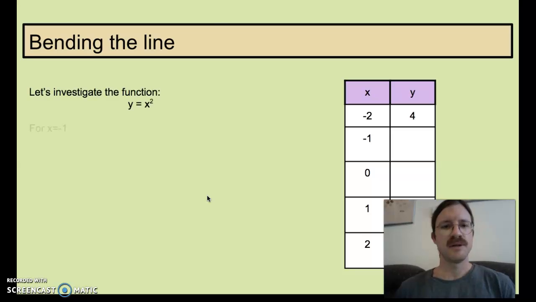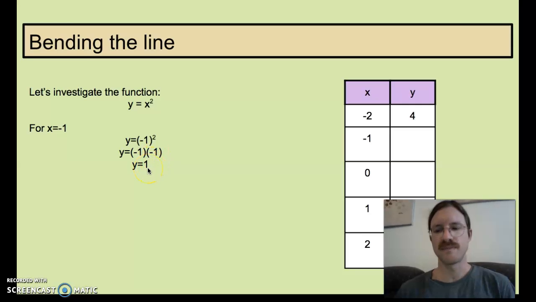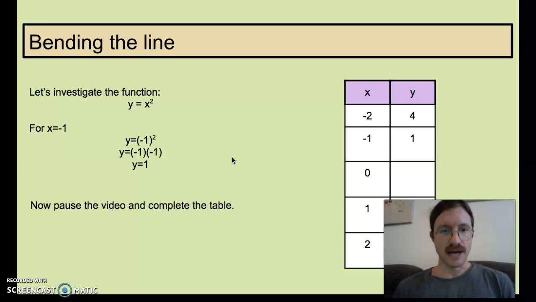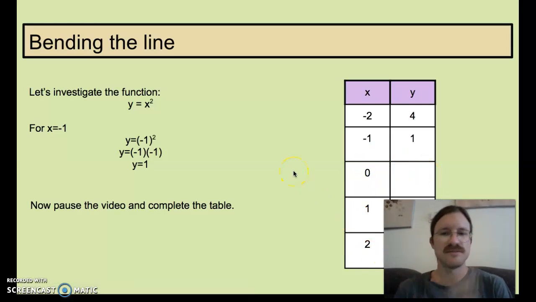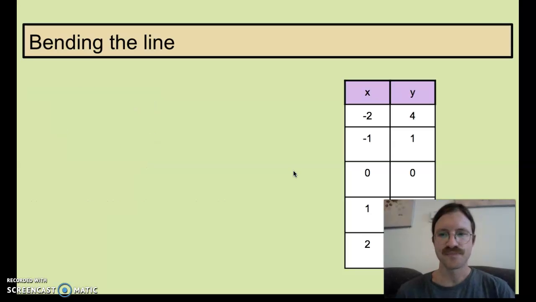We're going to keep going. So now for x equals -1, same thing. Plugging it into the equation. y equals (-1) squared. So we have a negative times a negative is a positive. 1 times 1 is 1. That's what we're going to plug in here. Okay? Now, pause the video, do the same thing for the rest of these values, and then we'll go on to plotting these points, seeing what this looks like.